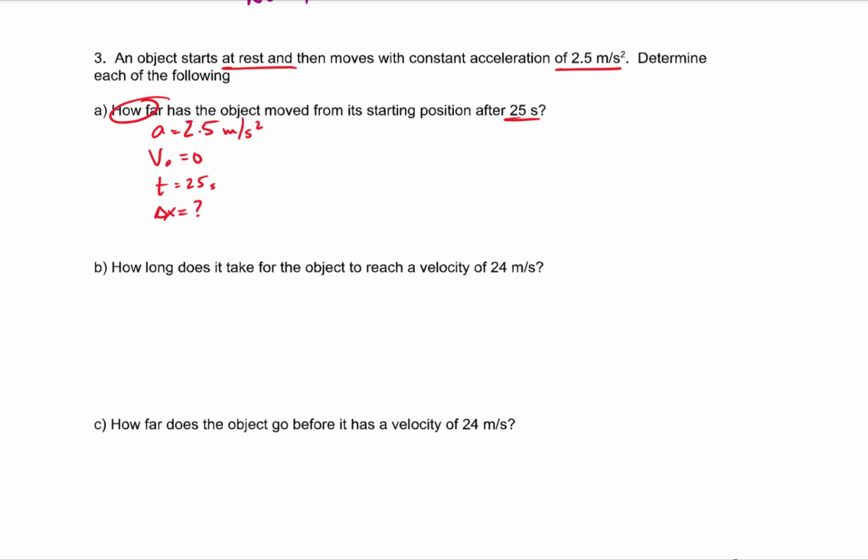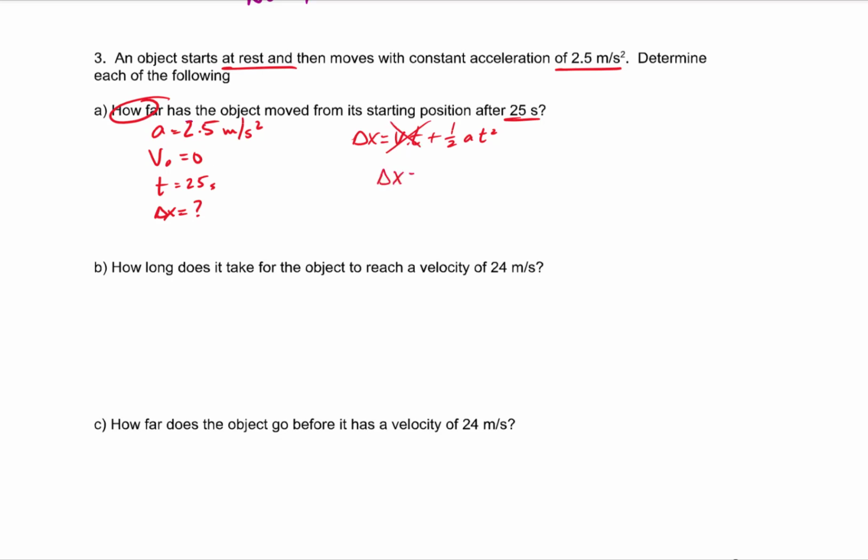That's what I'm after. So I want an equation that has all of those things in it. That's the delta x equals v0 t plus 1/2 a t squared equation. That whole v0 t term, v initial times time, goes away because the initial velocity is 0.